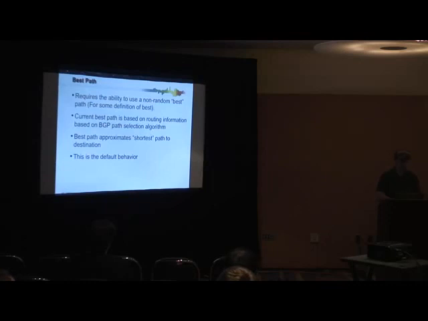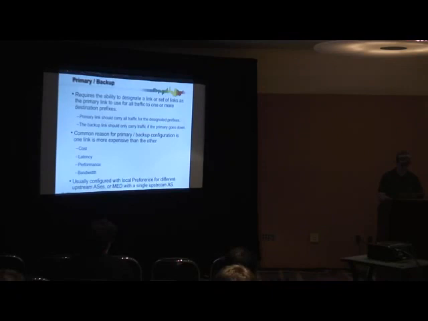So, best path. The requirement here is you basically want to use a non-random best path for reachability on the internet. The current best path is based on routing information based on the BGP path selection algorithm, which we talked about in the previous section. And it approximates the shortest path to the destination. And this is the default behavior.